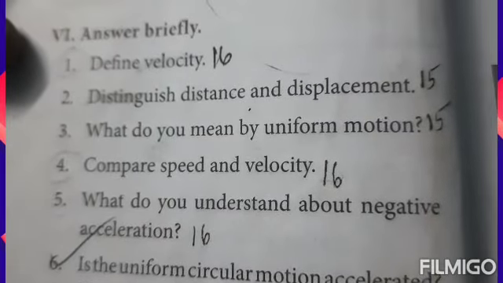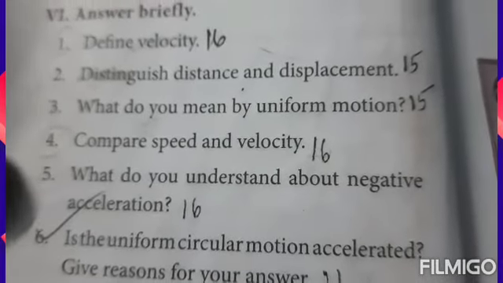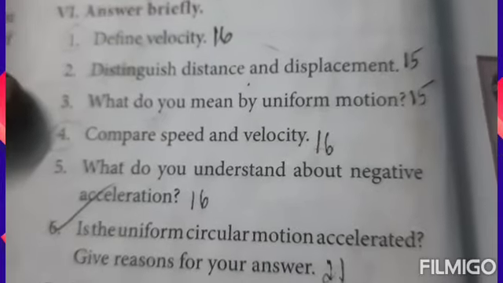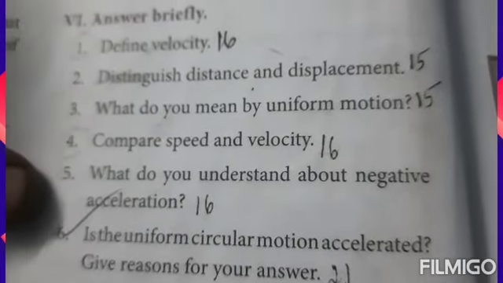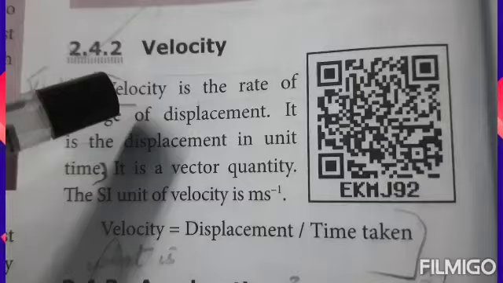Lesson 6, question number 1: Define velocity. The second question you have already marked. Then we can mark the third question now, the fourth question also, and then the fifth. So the first, third, fourth and fifth ones we can mark now. Now all of you take page number 16.